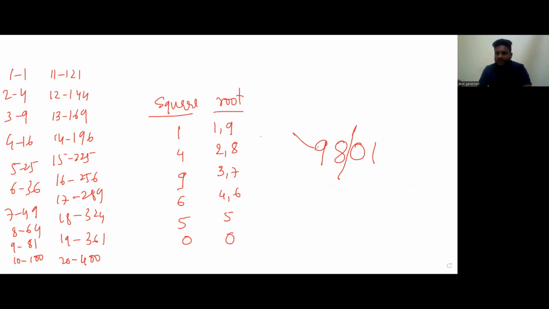So when we have 98, what are my options? My options are 81 and 100. Last digit options are 1 and 9. For the first digit, what should I do? I have to find the square root of the upper number. What is the square root of the upper number? 9, from 81.